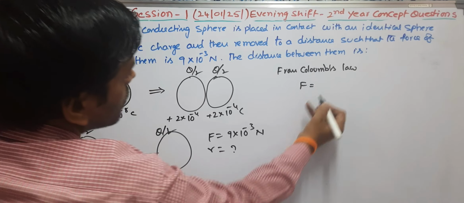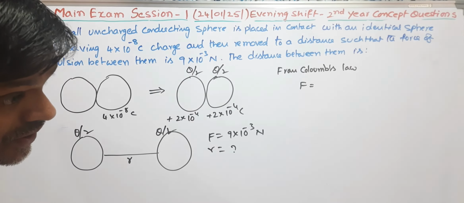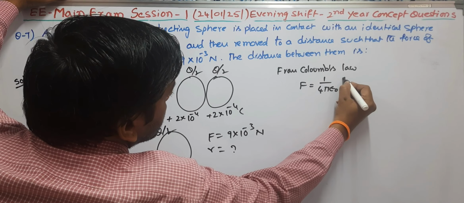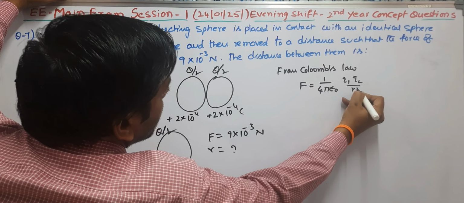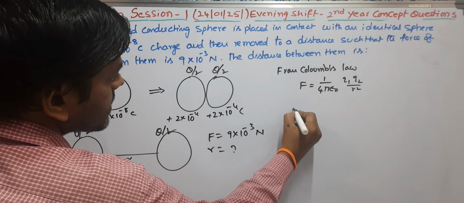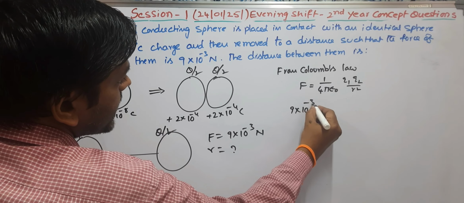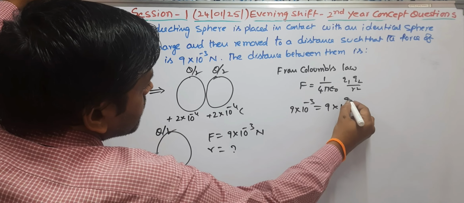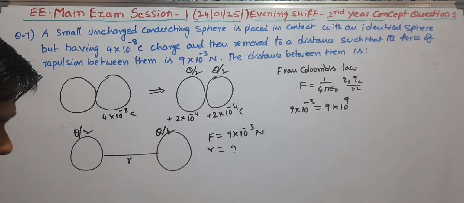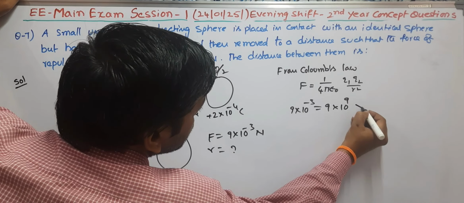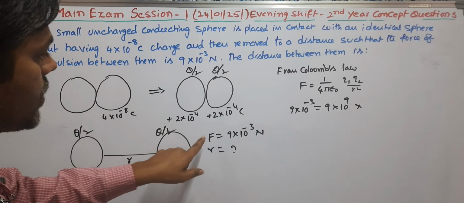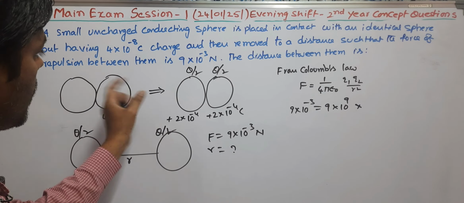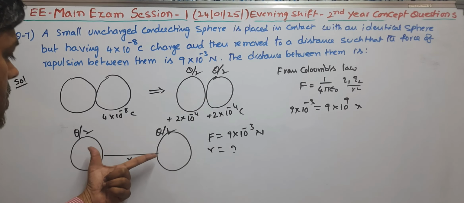the force of repulsion or attraction between charges is equal to 1 by 4 pi epsilon naught into q1 q2 by r square. F is given: 9 into 10 power minus 3 is equal to 1 by 4 pi epsilon naught, which is 9 into 10 power 9 in SI units, into q1, which after contact of these two, the charge on each is equally distributed.